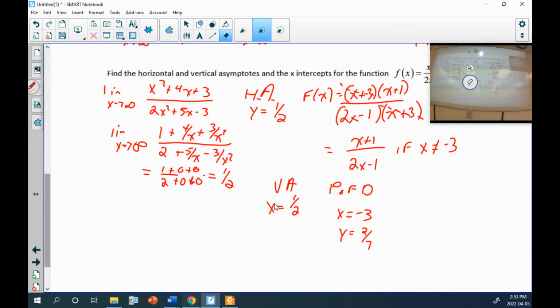Not just a guy you crossed off. Yes. Because I can't plug -3 into here. It's not a vertical asymptote because it's being removed. So there's a point of discontinuity at that point.